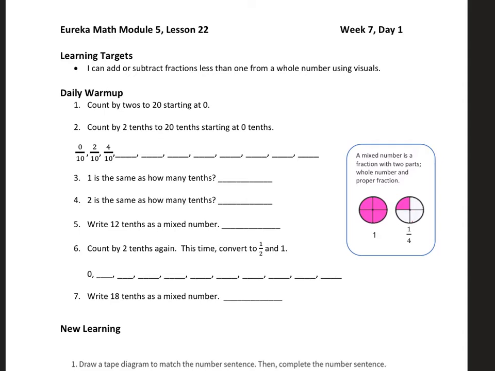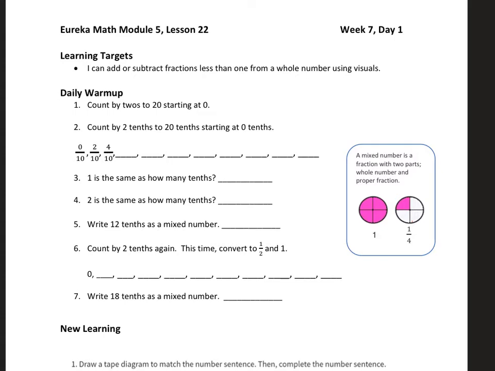Okay, so this is aligned to Eureka Math Module 5, lesson 22. So our learning target, our objective for today, is I can add or subtract fractions less than 1 from a whole number using visuals. Okay, so we're going to be adding or subtracting fractions that are less than 1 from a whole number, and we're going to be doing that using a couple different visual strategies today, okay?